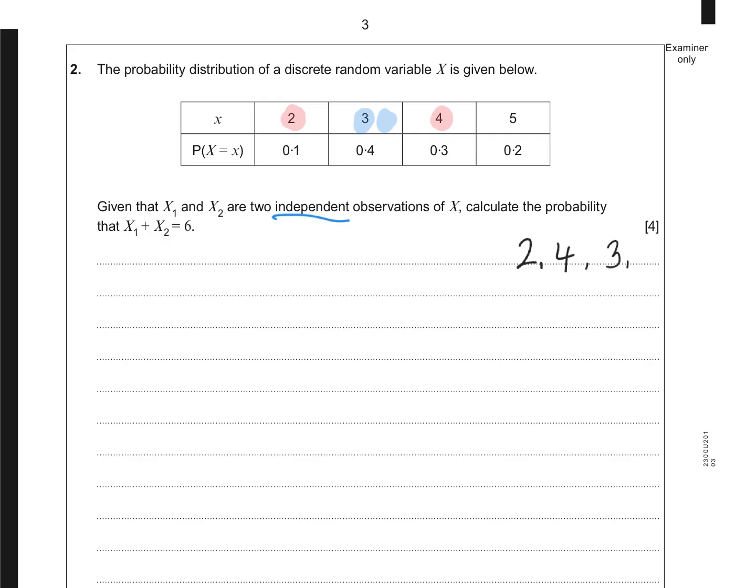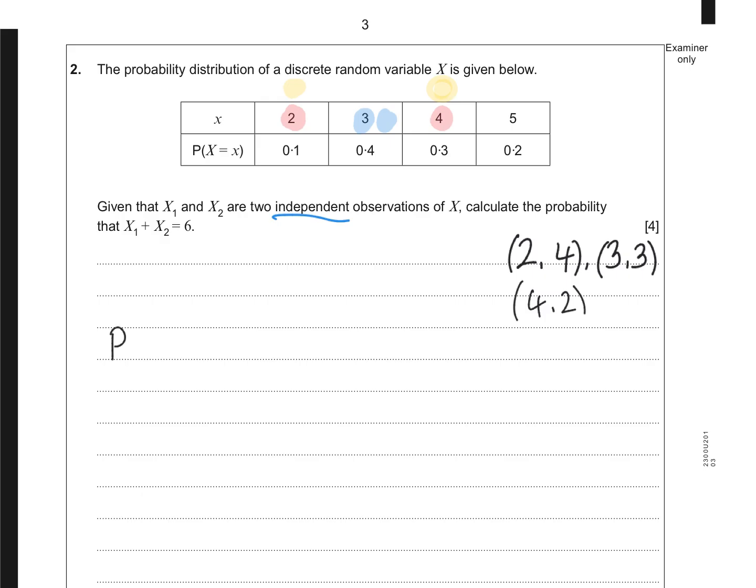Okay, I'll put them in brackets so they're clear. Don't mix those up for coordinates. And then the final option is a 4 first and a 2 second. So they're actually the same event. So a 4 and a 2. Okay, so let's think how we're going to work out the probability.